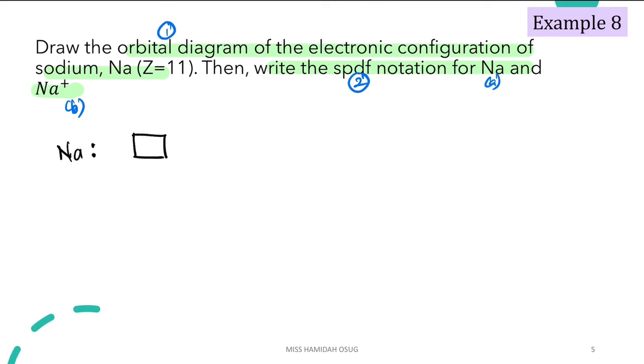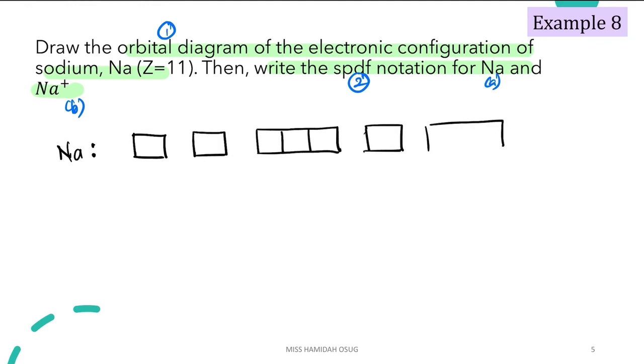So kita draw orbital diagram first. Okay, you can use either boxes ataupun platform punya type, and then don't forget to label each of the orbital. And then when you fill the electron into the orbital, don't forget to use the Aufbau, the Hund's and the Pauli exclusion principle. Okay, lepas tu orbital yang tak terisi tu kita padam lah.